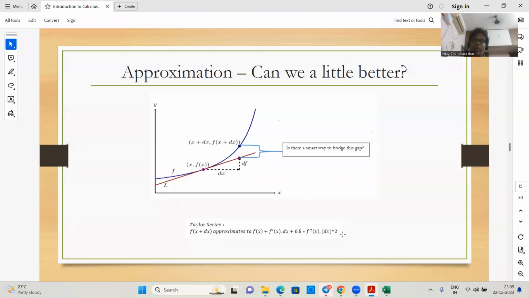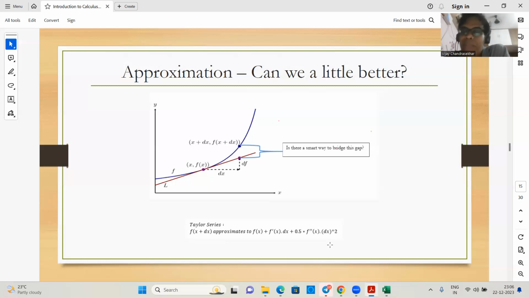Now, question, what is f double dash of x? What does it mean? Anyone? Second derivative. That's right, second derivative. Okay. So what we're doing here is saying, look, f of x plus dx, the first approximation we started with, which is f of x plus f dash of x multiplied by dx, is a starting point. You can improvise on top of that. And this is the improvisation: 0.5 multiplied by f double dash of x multiplied by dx the whole square. That's what Taylor series suggests.